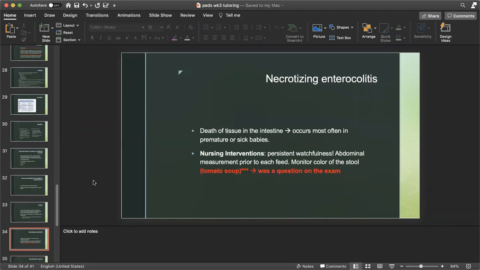So, necrotizing enterocolitis. Basically it's the death of tissue in the intestine, which occurs most often in premature or sick babies. So the nursing interventions are that you need to constantly watch them, do abdominal measurements before each feed, and monitor the color of stool.